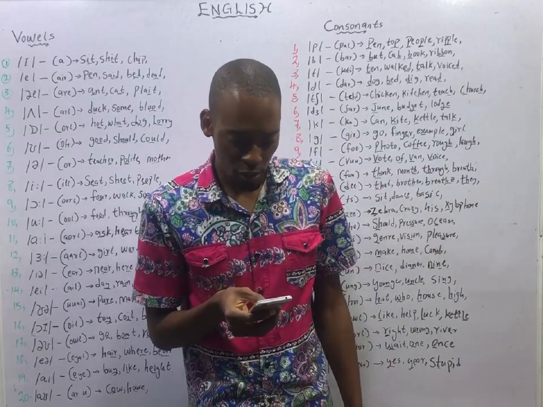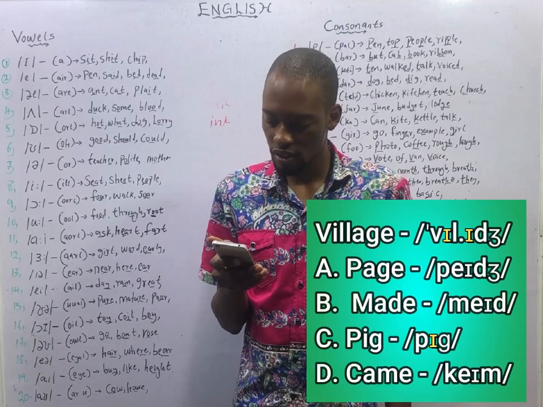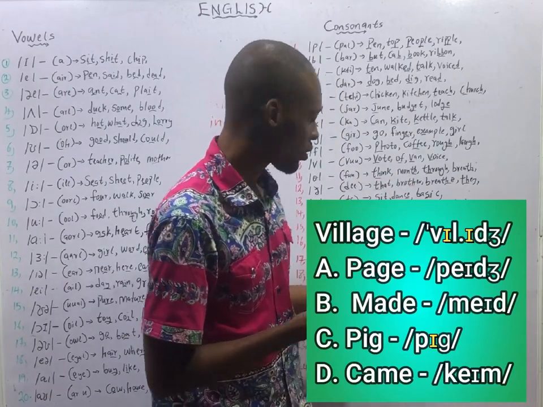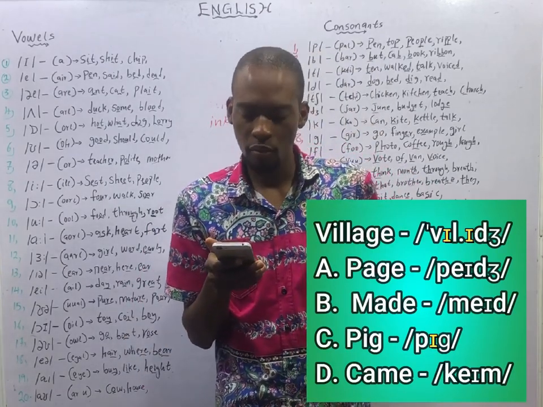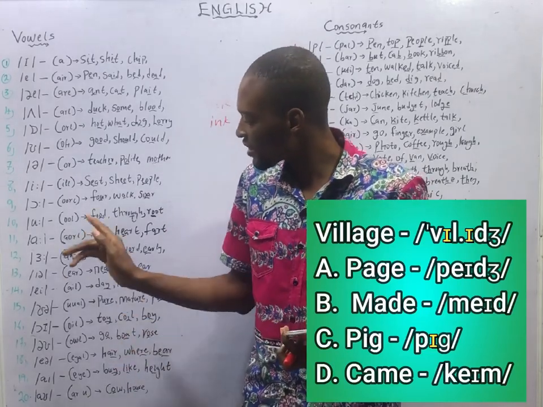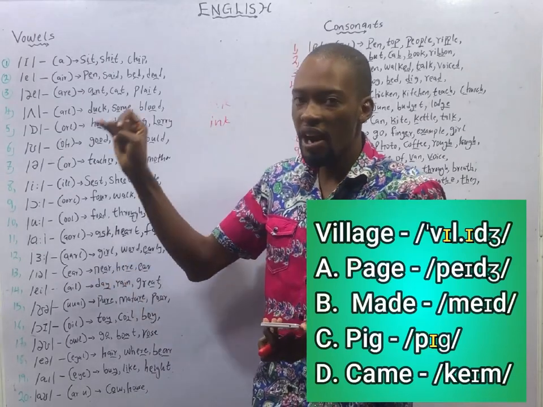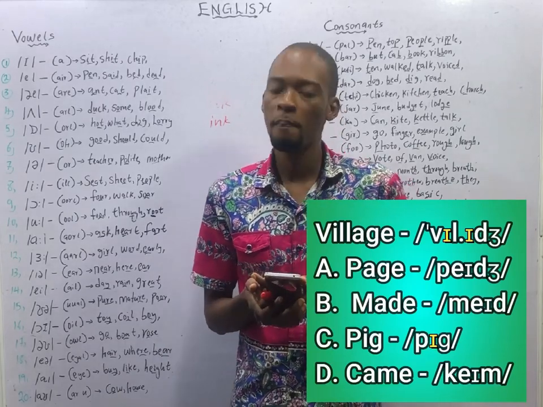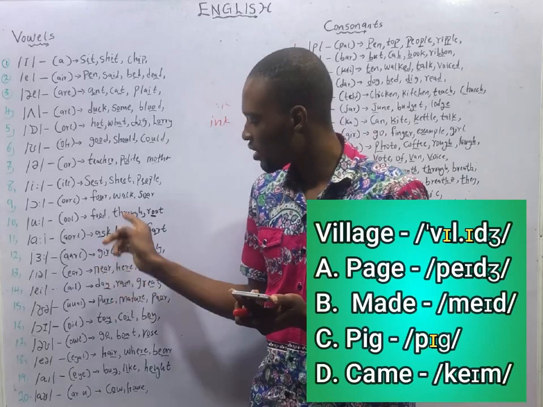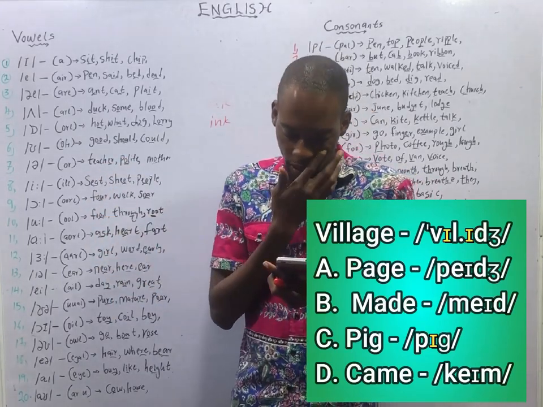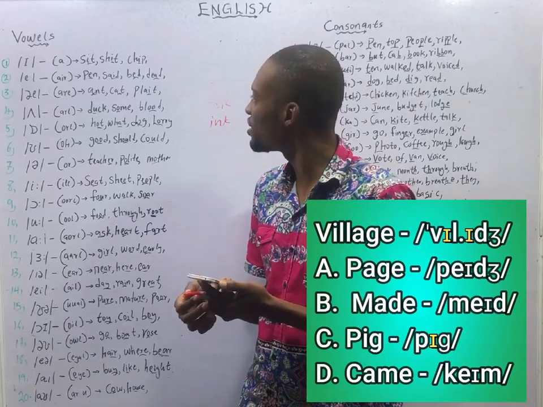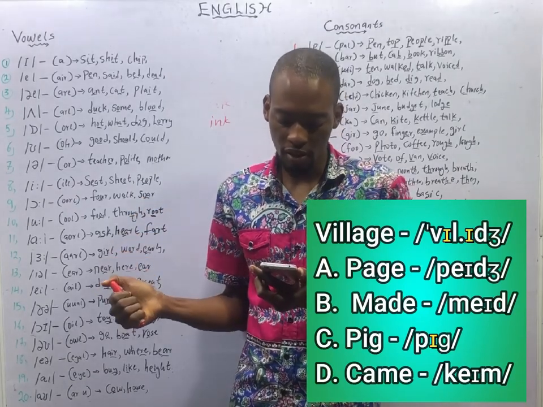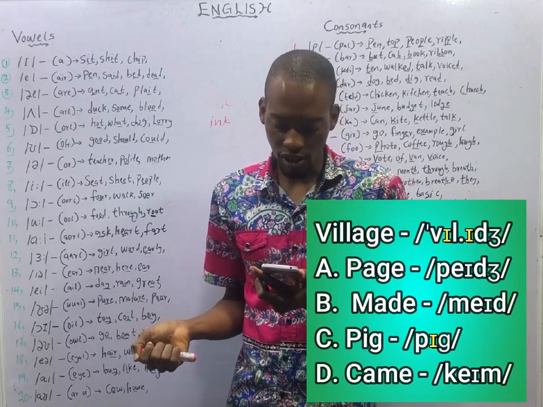And the last question for this episode, we are given village. Village possesses the I sound. However, option A, page, has the A sound, as in day, rain, great. Maid has the A sound. Pig has the I sound, sit, chip. So village has the I sound and pig also has the I sound. That makes pig the correct option.